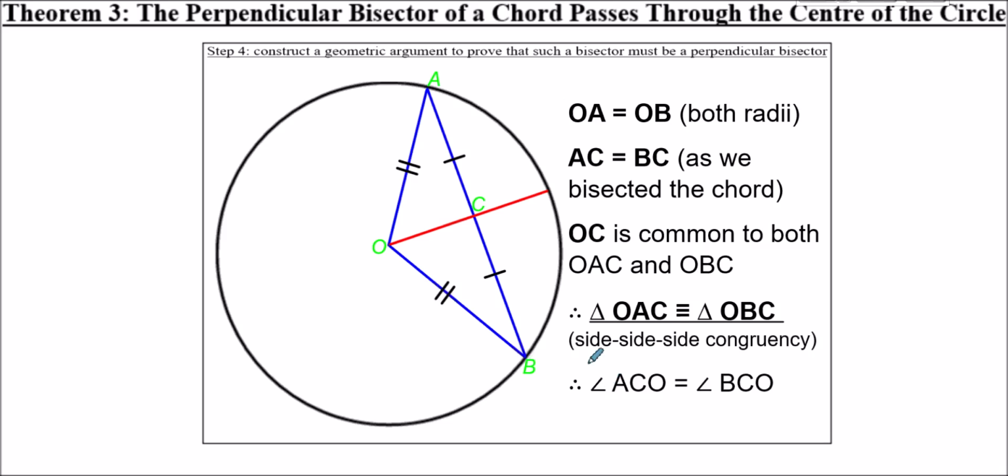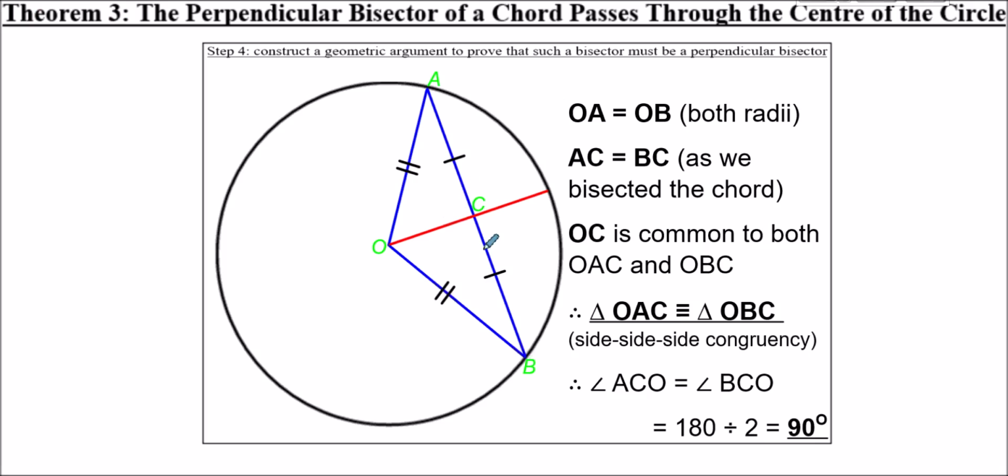So therefore, because they're congruent, this angle here, ACO, must be the same as angle BCO. But if you notice, A, C, and B lie on a straight line, and we know that angles on a straight line add up to 180 from GCSE.